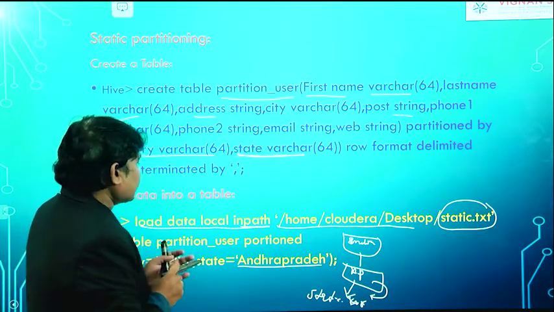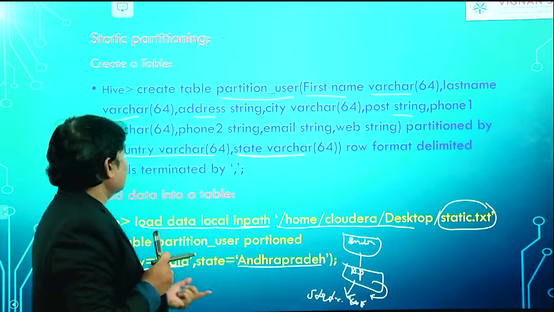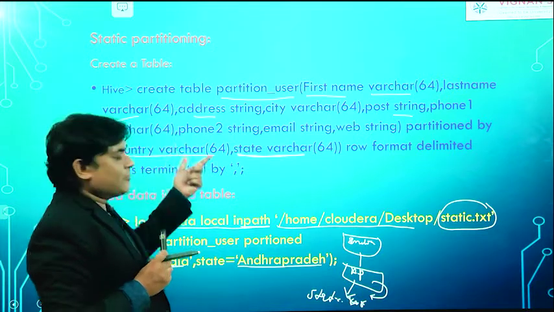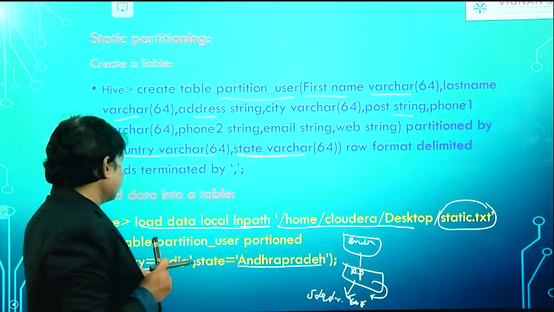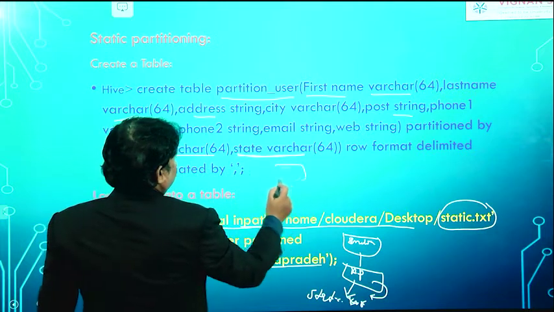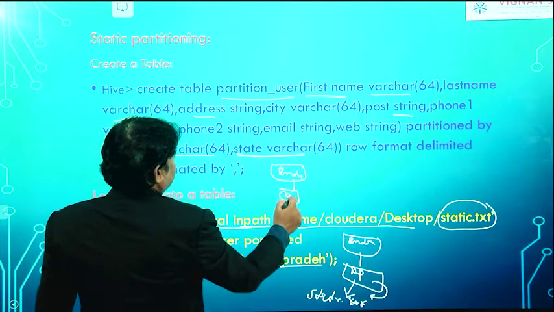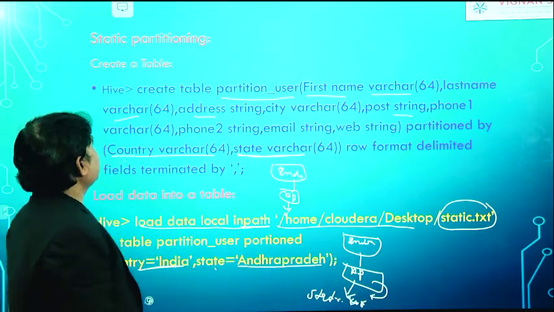Like this, the static partitions will be created. When you load this into the table, it gets loaded, and at the same time it creates partitions. And how does it create partitions? Based on the country and state. So it has a partition like this: it creates the partition India, within India we have a state called AP, and within AP we have that file. This is called static partitioning.